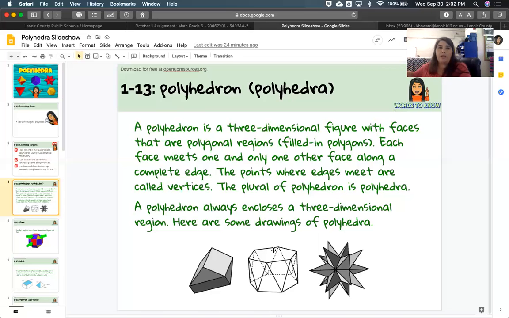These are all polyhedron. This is a hexagonal prism. Hexagonal prism. And then this is a triangular prism. It's different from a pyramid. We're going to talk about the difference between pyramids and prisms in just a little bit.